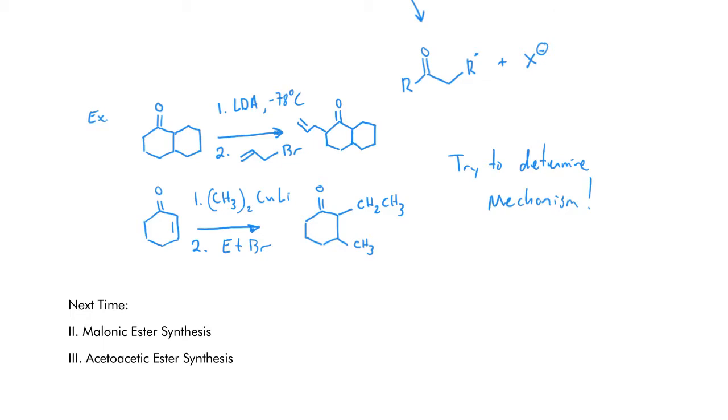Next time we will look at 2 additional reactions of enolates, but we will focus in on a special type of enolate, one that has a much lower barrier to entry with a lower pKa value of the carbonyl. So we'll look at the malonic ester synthesis and the acetoacetic ester synthesis, and we will see how we can synthesize pretty much any carboxylic acid or ester that we would ever want to make. So that will be next time.